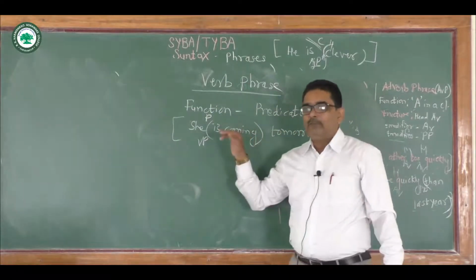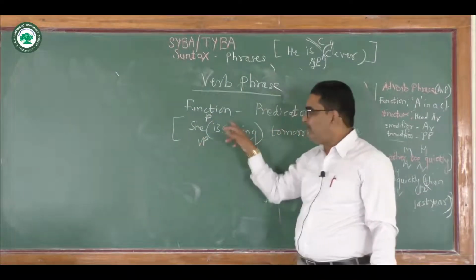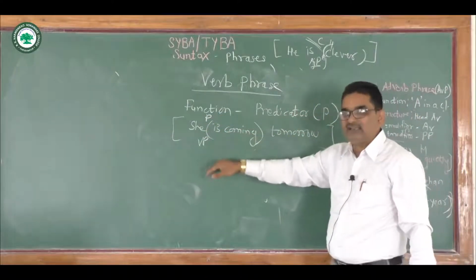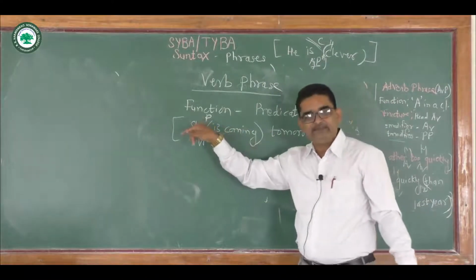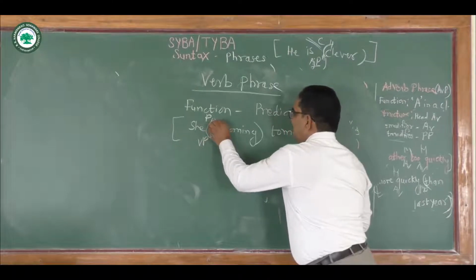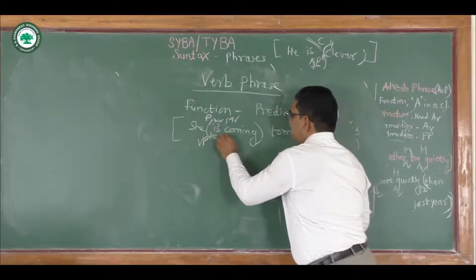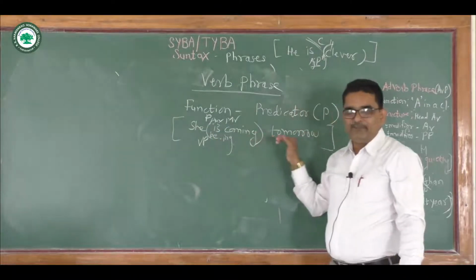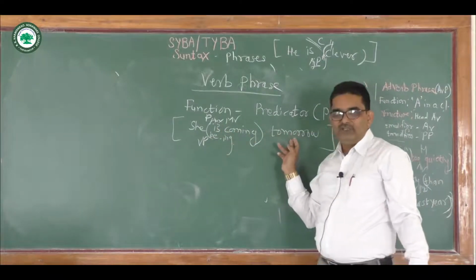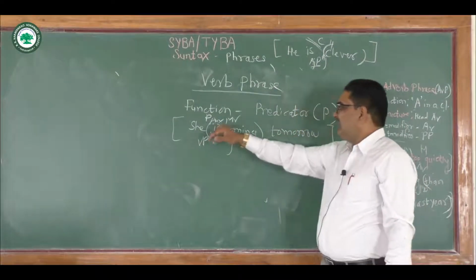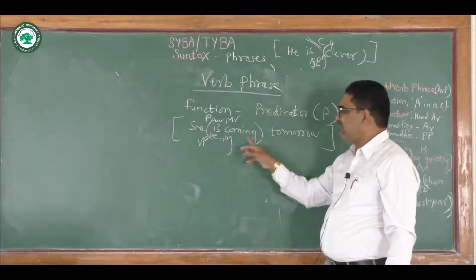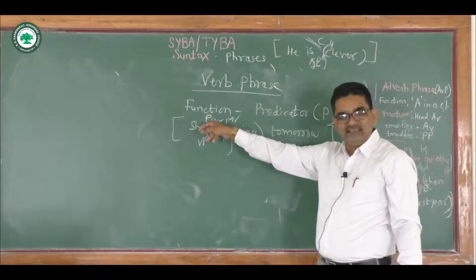So we should know, the verb is different, but at the functional level, what does it function as? It functions as a predicator. Is coming: this is the be form, an auxiliary verb, and this is the main verb, in the ing form. That means is coming is present continuous tense. She is coming tomorrow. So here is coming is a verb phrase, and that means it functions as a predicator.